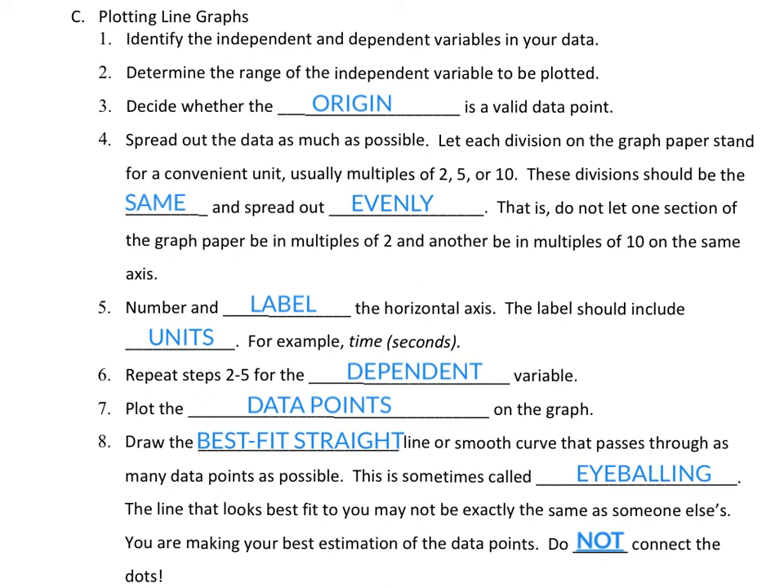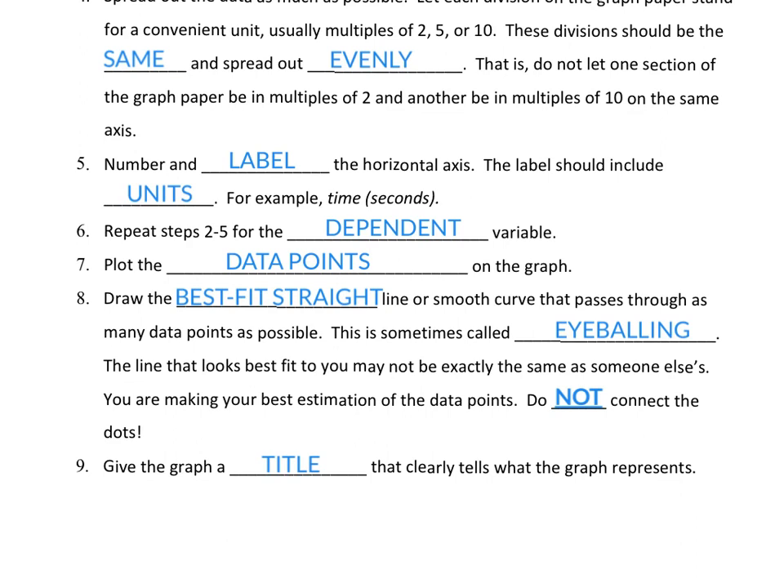Also, this means that each interval along an axis must be represented by the same multiple. So, for example, you cannot let one section of the graph paper be in multiples of 2 and then later on down the road count by tens. So go ahead after you've determined your scale to number and label the horizontal axis. You also want to include units for this. So when you're taking your data, whatever your independent variable is, you're going to label the x-axis with that variable and also the units. Then you'll repeat these same steps for the dependent variable.